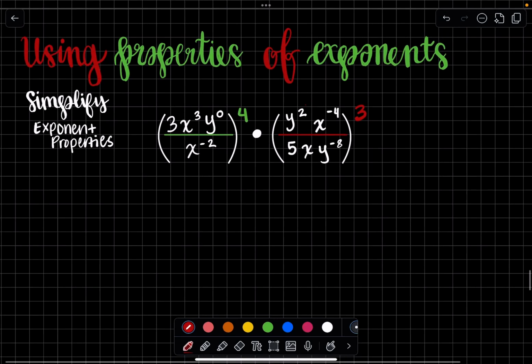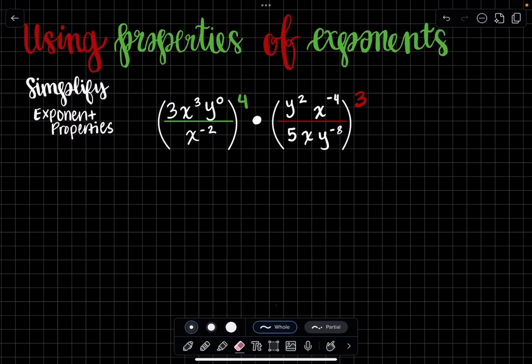In this video, we will use the properties of exponents to simplify this expression. So the first property I want to use is the zero property. The zero property is nice in that it just allows us to say y to the power of 0 is equal to 1. So based on the zero property, I can just cancel out this value right here. Any number to the power of 0 is 1.